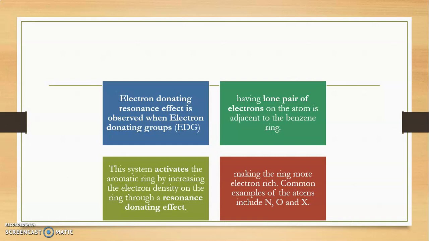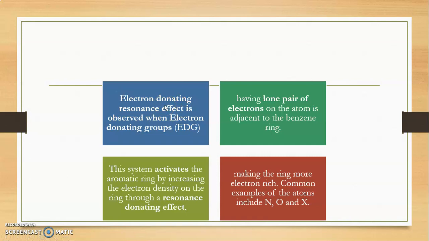Common examples of these atoms include NOx, means nitrogen, oxygen or halogen. If they are directly attached to the benzene ring, they show electron donating resonance effect. Now here you can see there is some contraindicatory effects that are shown by this particular nitrogen oxygen, because if we consider the inductive effect, as nitrogen and oxygen, these two atoms are more electronegative, that's why they show electron withdrawing inductive effect, while as you see over here in this case they show electron donating resonance effect.